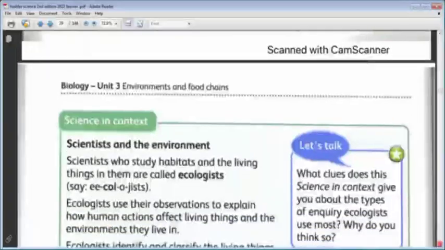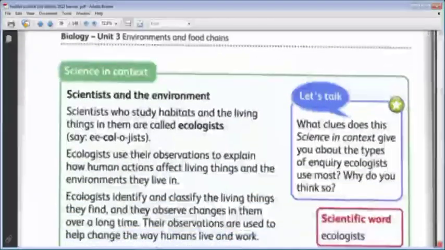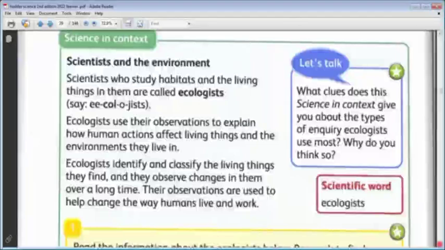Here we will talk about another thing about the environment. The environment is a very important part for us as humans and as animals. We must keep this environment clean to allow us to live in it. There are some types of scientists called ecologists.